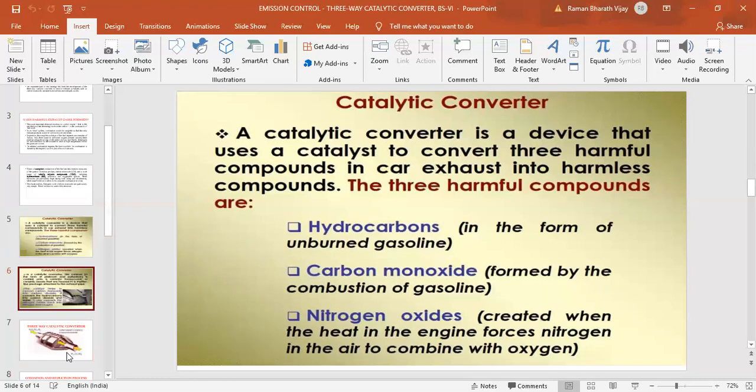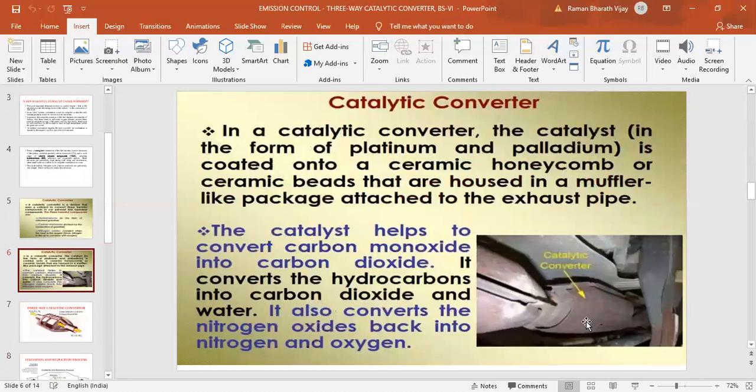So in the next slide, you can see a catalytic converter. You should know where it is fixed. It is fixed near the exhaust pipe. Here we use platinum and palladium as catalysts. This is the important point: we use two catalysts, one is platinum, another one is palladium. And we have to know what the structure is.